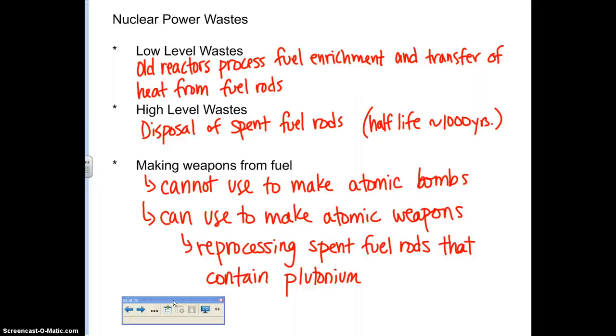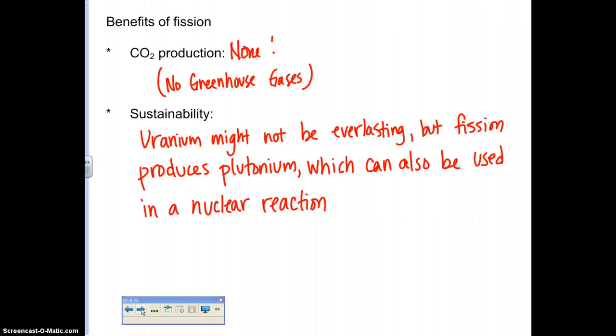Making weapons from fuel? You cannot use these spent fuel rods to make atomic bombs, but you can use them to make atomic weapons by reprocessing the spent fuel rods, because the spent fuel rods have now gone through the chain reaction of turning uranium into plutonium. They can use the plutonium for the weapons.